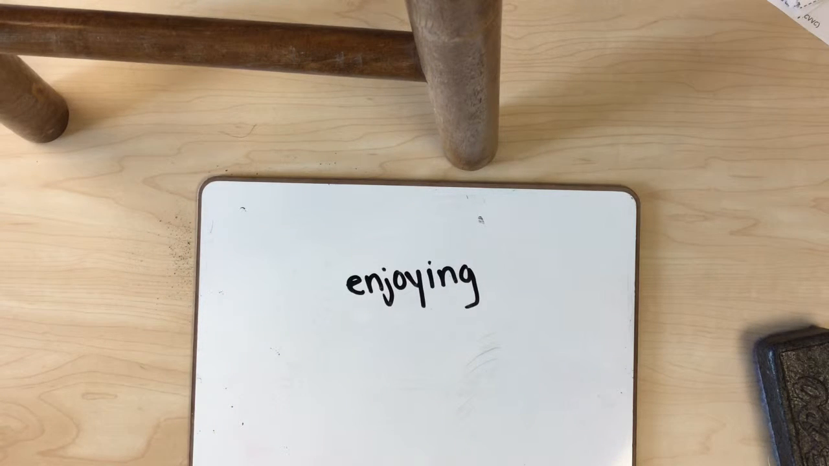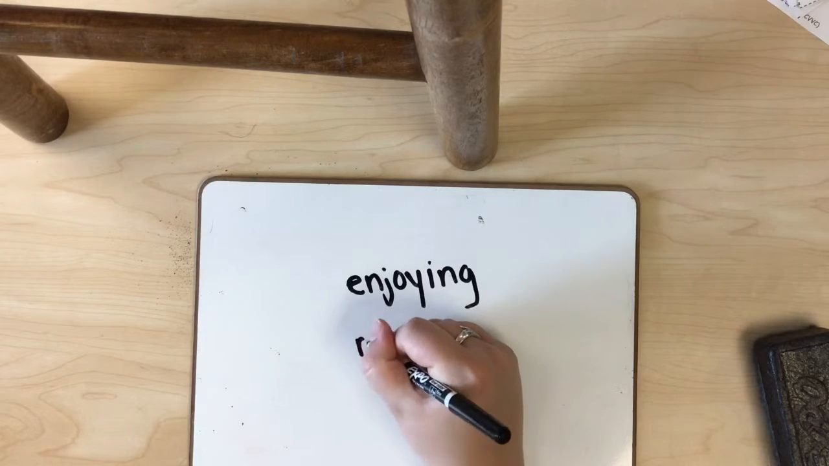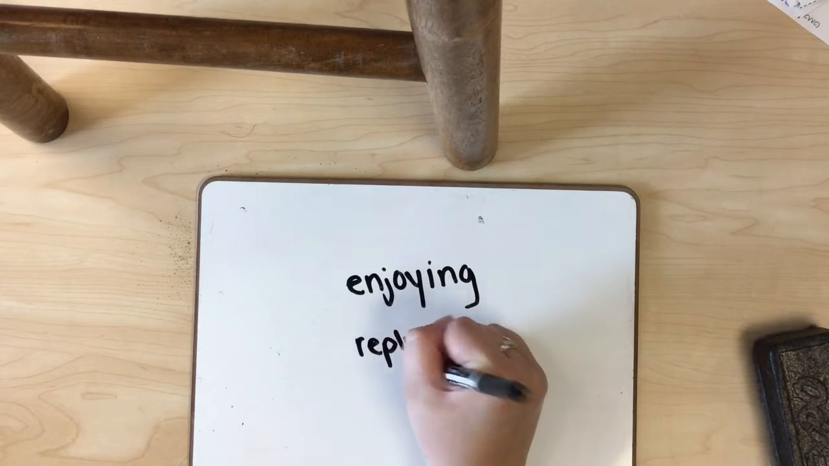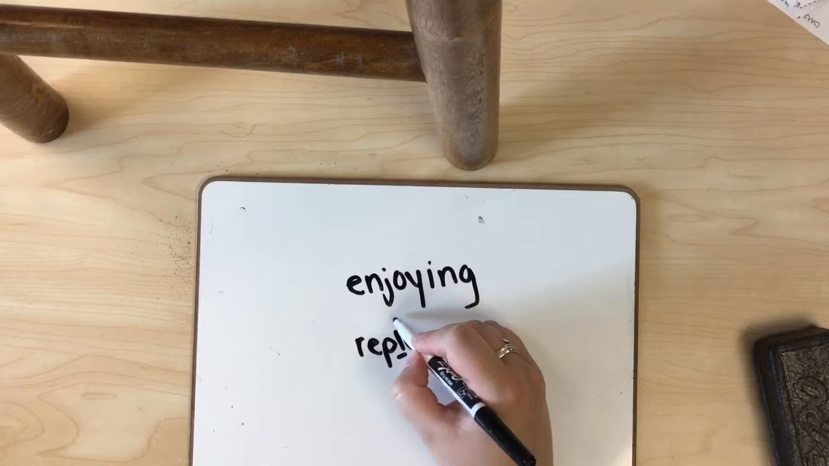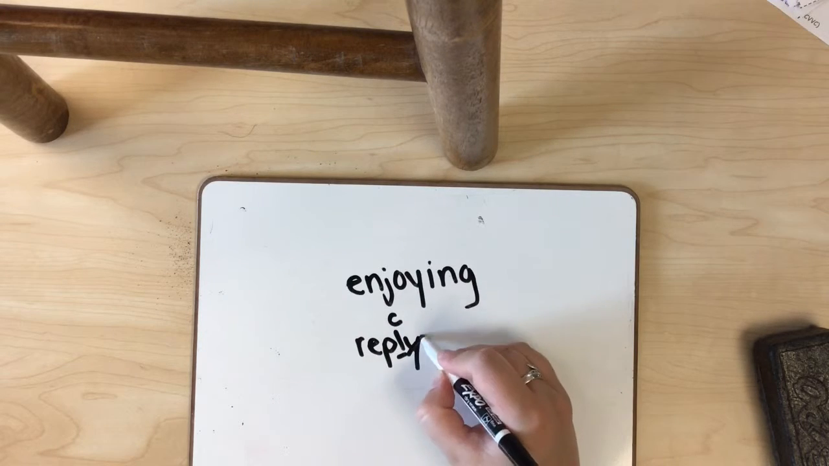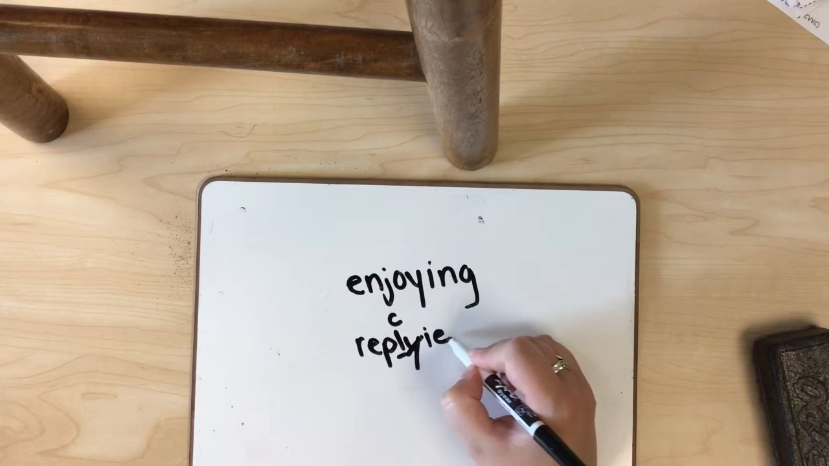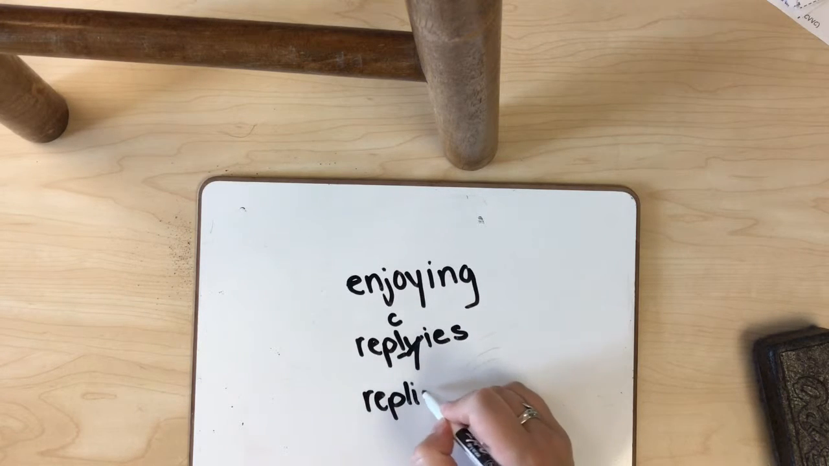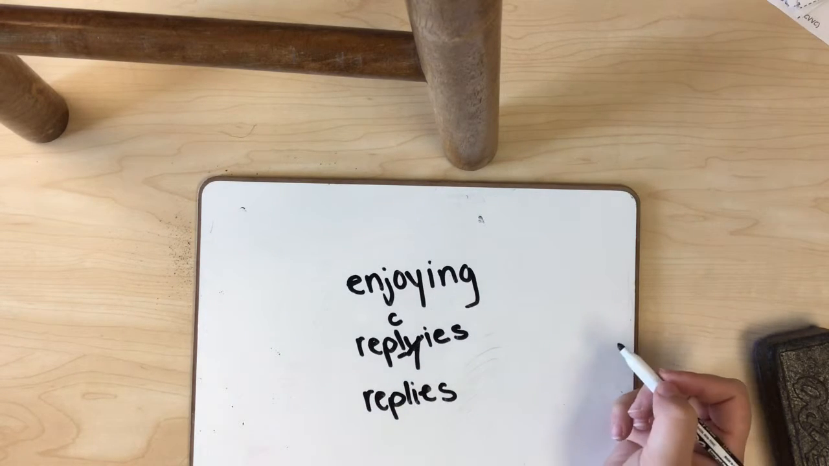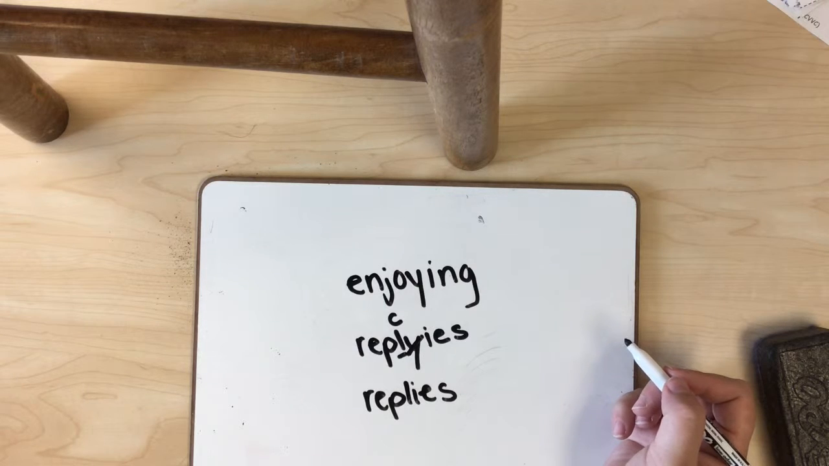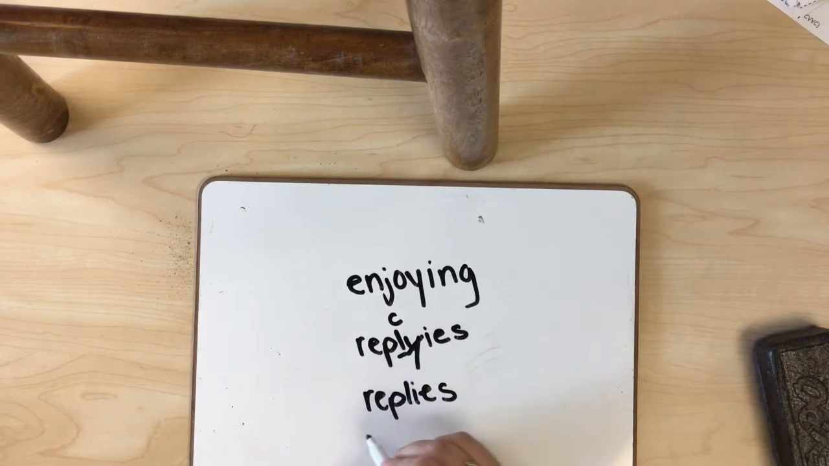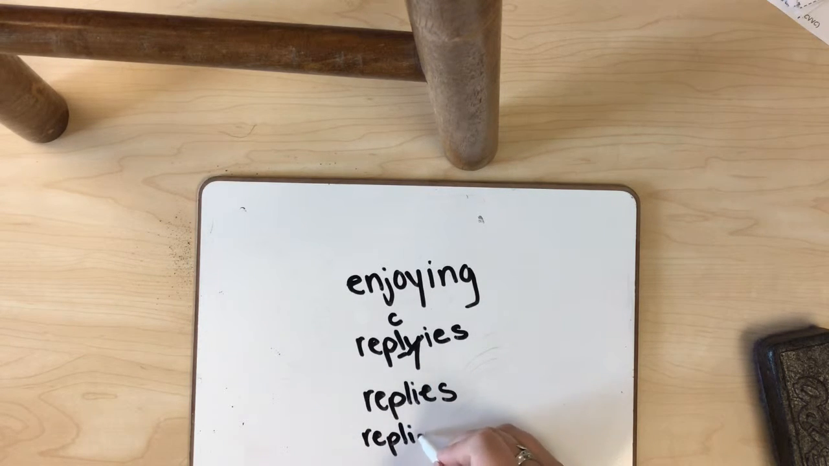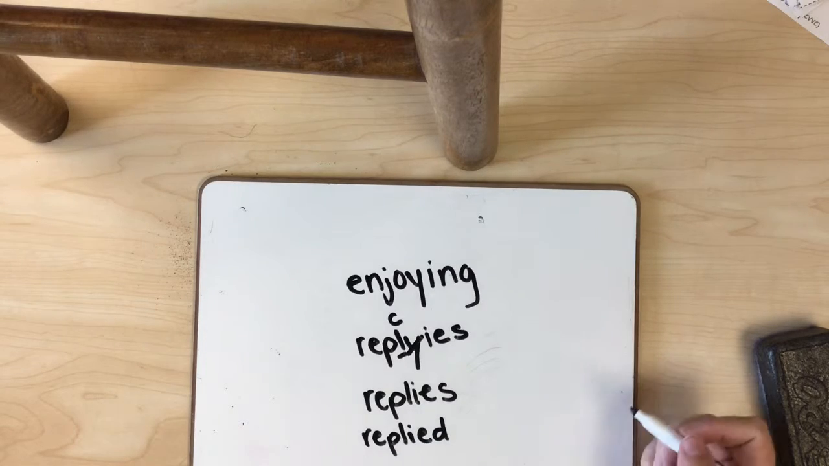My next word is replies. I'm going to write reply. The letter before the Y is a consonant, so that means I'm going to change the Y to an I, add an ES. Replies. How would I spell this word if it was replied? It would be the exact same thing. R-E-P-L, that Y changes to an I, but I add an ED instead of S.